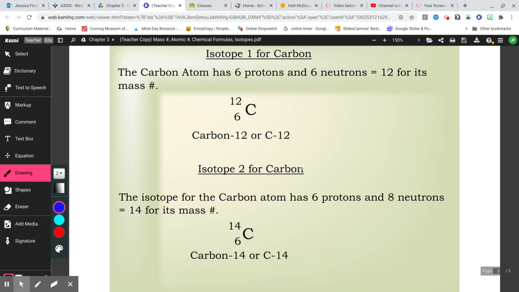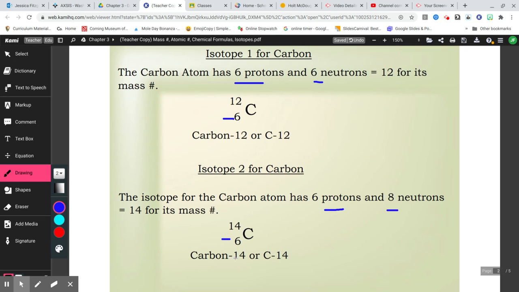If we look at the second isotope of carbon, notice its mass is a little bit heavier. It has the mass of 14. It still has the same number of protons, 6, but notice your number of neutrons is different, it's 8. So your atomic numbers are exactly the same, but your mass numbers are different, because 6 plus 8 gives you 14. So that's where your mass is going to vary for your second isotope. So this is carbon-14.